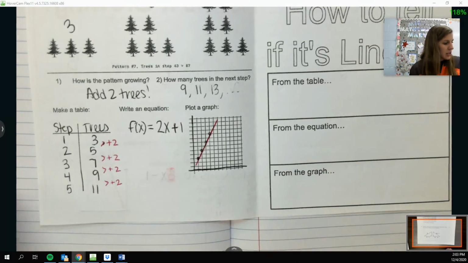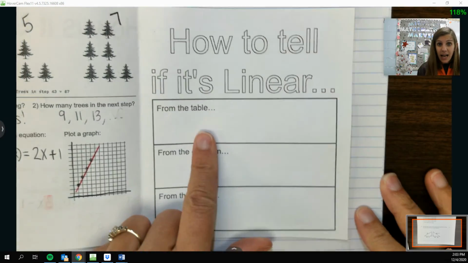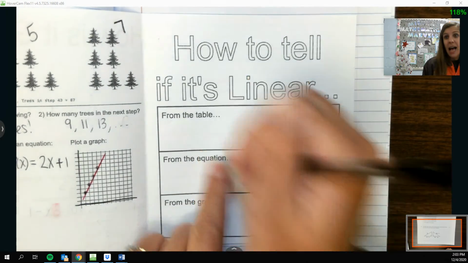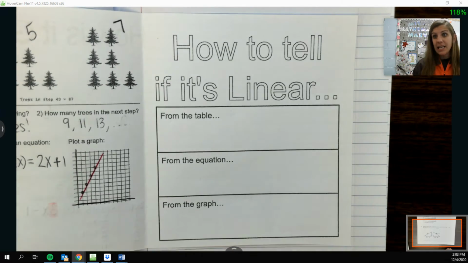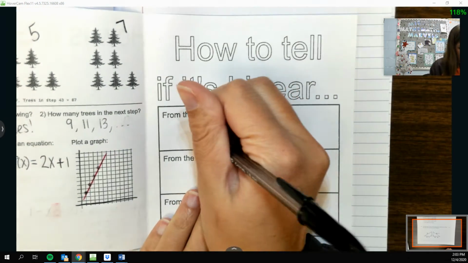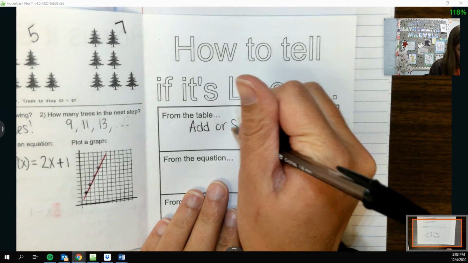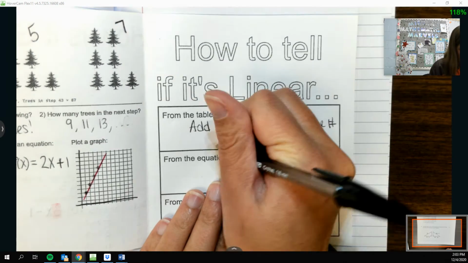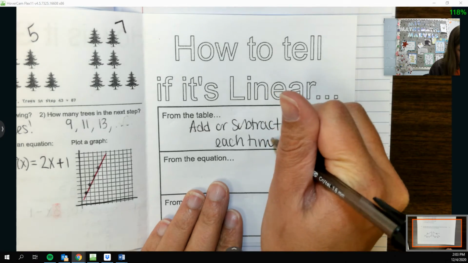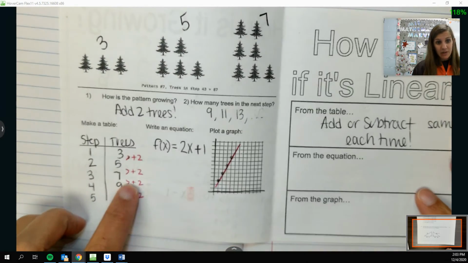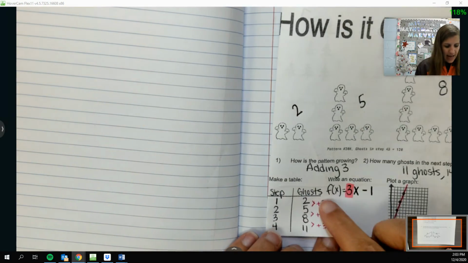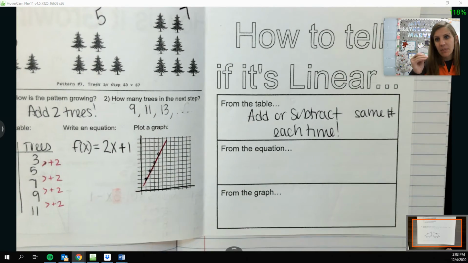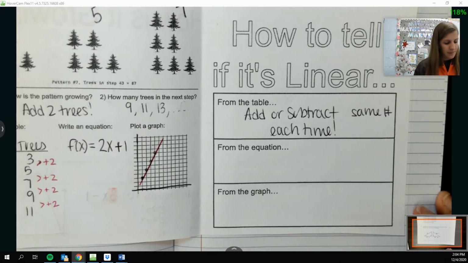So it's important that we understand a couple of things. To tell that something is linear from the table, I need to make sure that I'm adding or subtracting the same number each time. Now we saw that here because we were adding 2 every time. We see this here because we're adding 3 every time. As long as we are adding or subtracting the same number every time, it's linear.